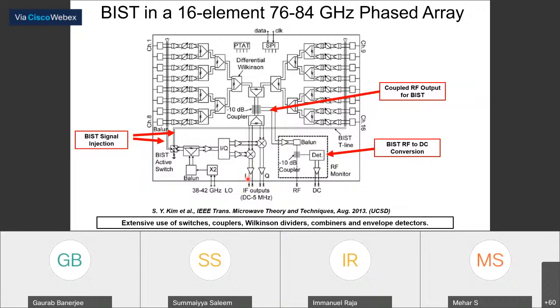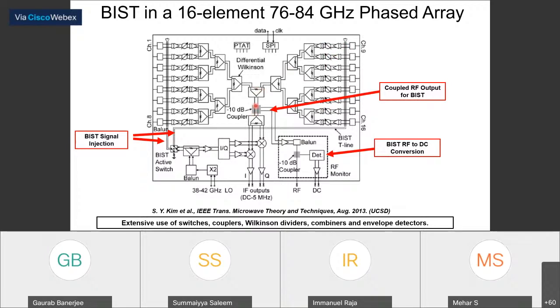Now they added BIST. What they did was their local oscillator that went up here was also tapped in here, right, through a BIST switch. And then this was pushed into all of these channels, each of these phased array channels, as you can see, a transmission line was pushed in here. Which means that they could inject a BIST signal through each of these receivers. Look at the output here.